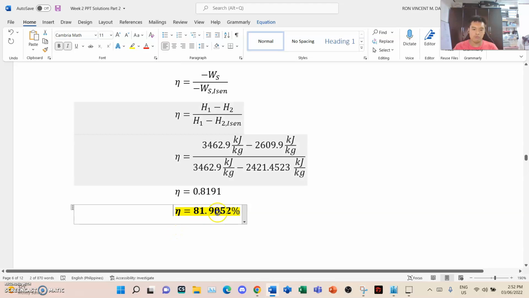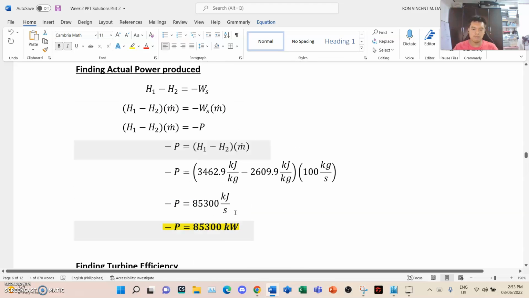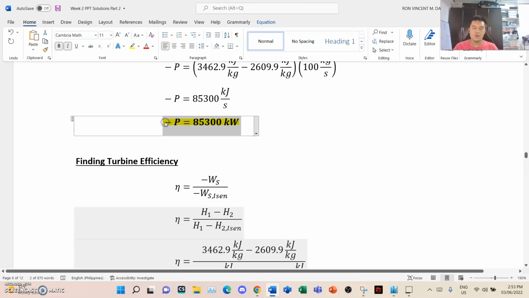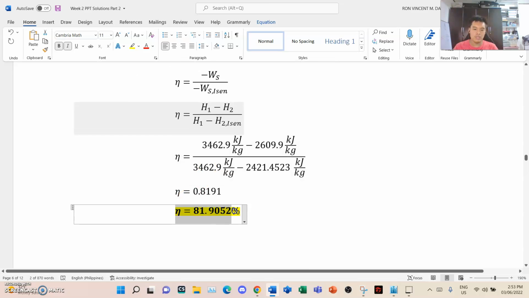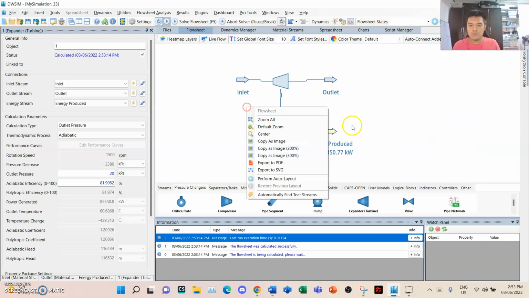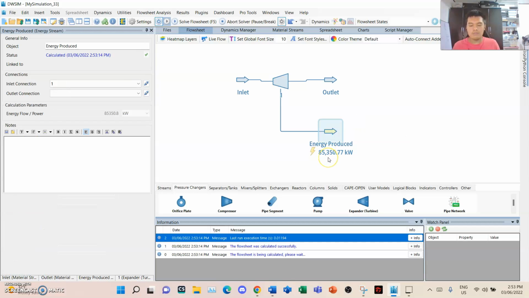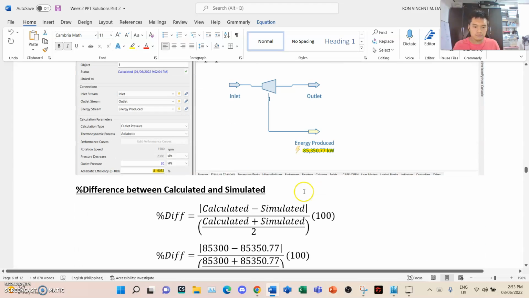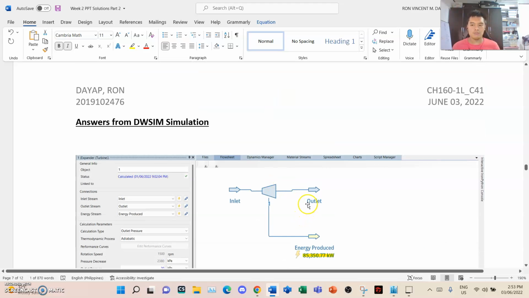And we need to check if when we input this value in DWSim, it must spit out the same or similar value. So when we include an efficiency of 81.9052%, according to DWSim, the energy produced by simulation is 85,350.77 kilowatts. And how do we know if our answer and the answer from DWSim is similar?